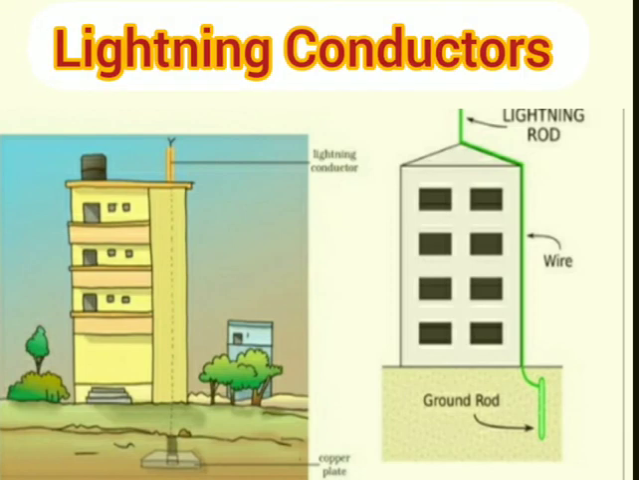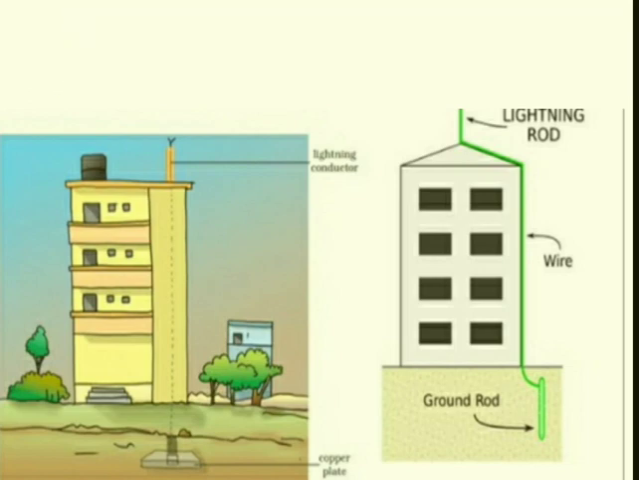Lightning conductors. A lightning conductor is a device used to protect buildings from the effect of lightning. As you can see in the picture, a metallic rod taller than the building is installed in the walls of the building during its construction. One end of the rod is kept out in the air and the other is buried deep in the ground. The rod provides easy route for the transfer of electric charge to the ground.